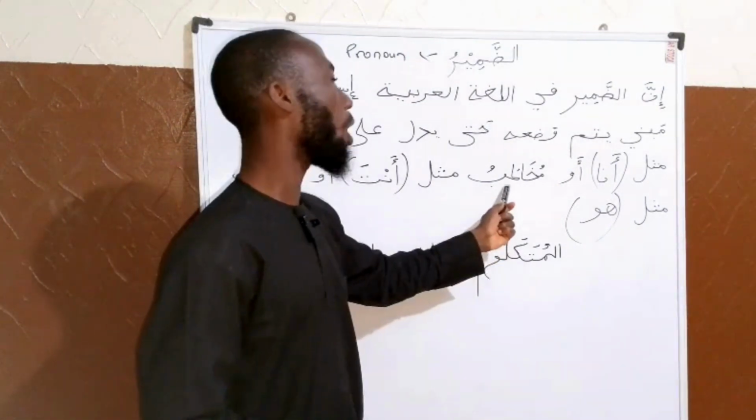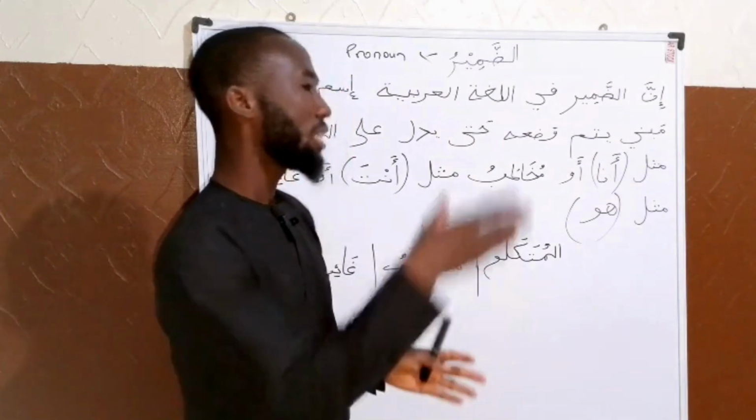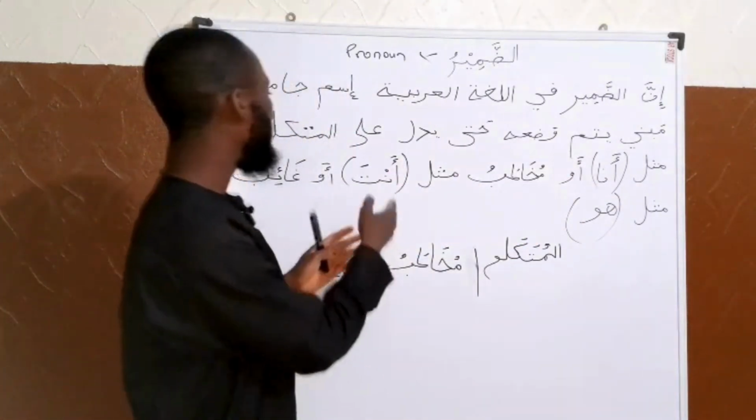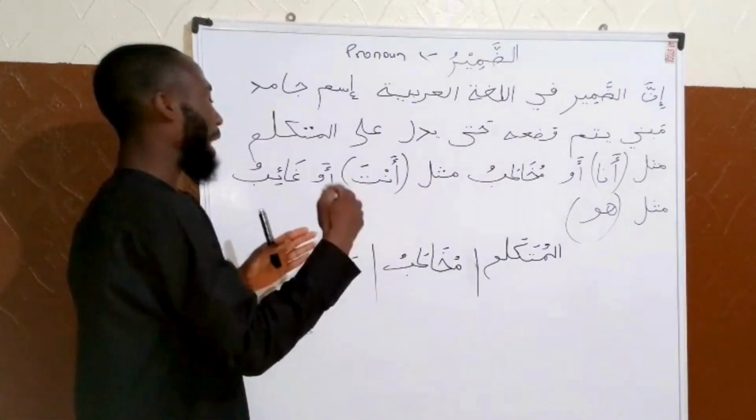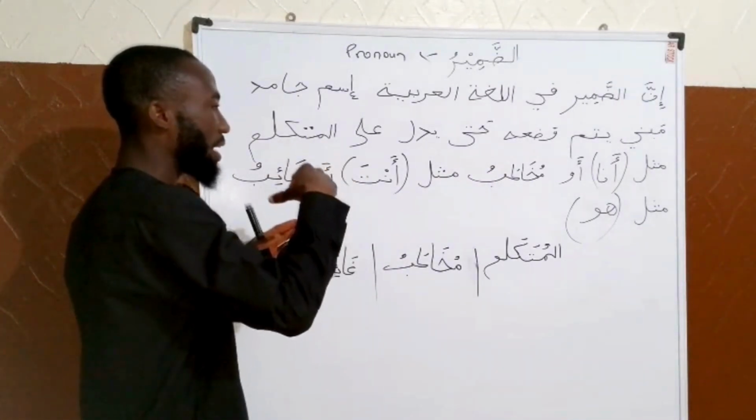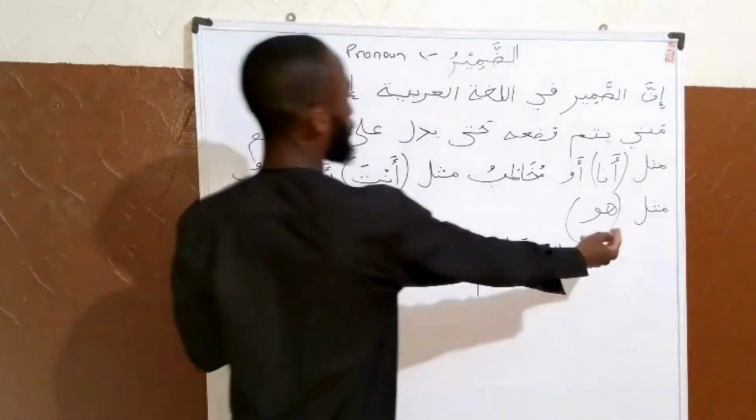The second pronoun is mukhatab. You are facing someone. For example, you have anta. Then ghaib, that is an absent pronoun. For example, we have huwa.